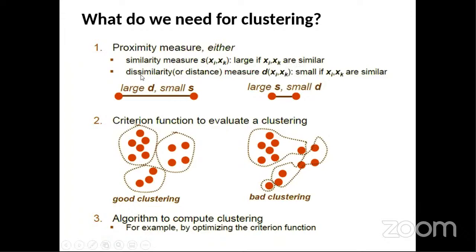Similarly, we have dissimilarity or distance measurement, which is given by the distance between these two nodes, which will be small if they are similar. So we have large d and small s, which means if the distance is large, then the similarity measurement is small. If the similarity measurement is large, then we will have a small distance. So this is the first thing we have to talk about, the proximity measures, where we calculate the measurement of similarity and dissimilarity, right?